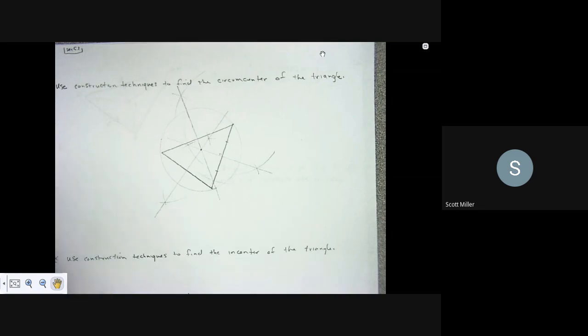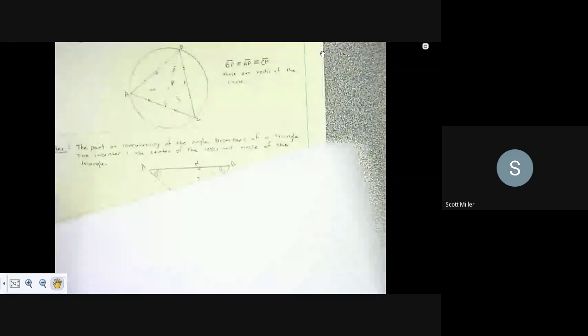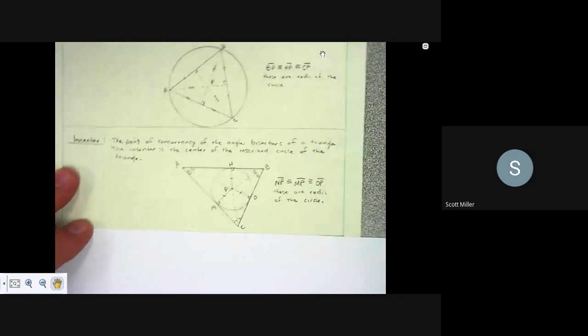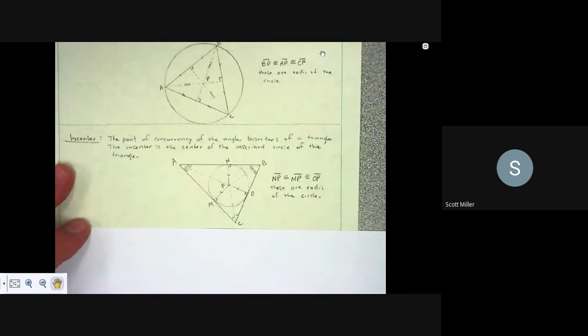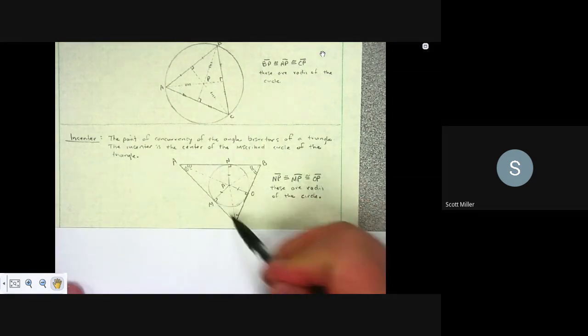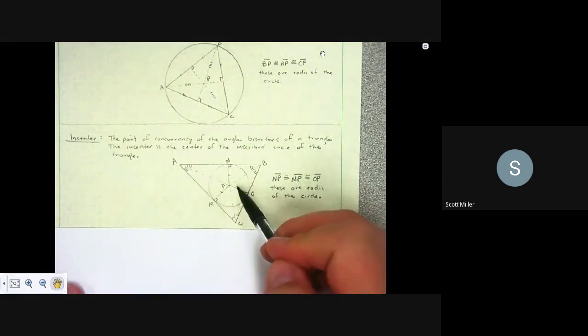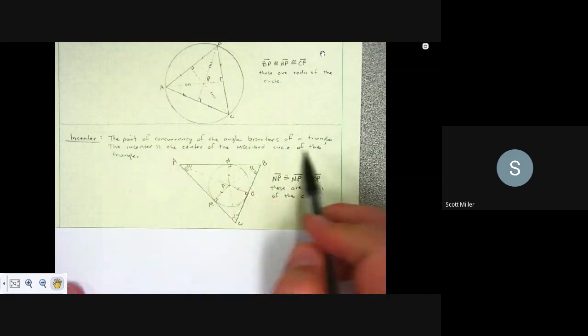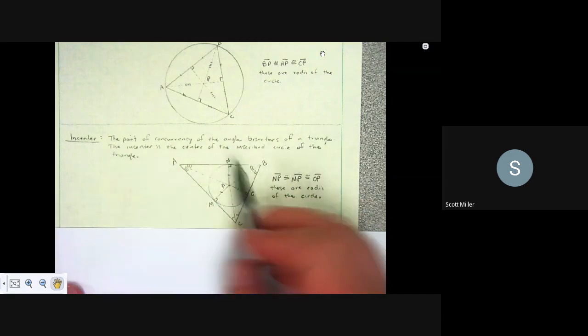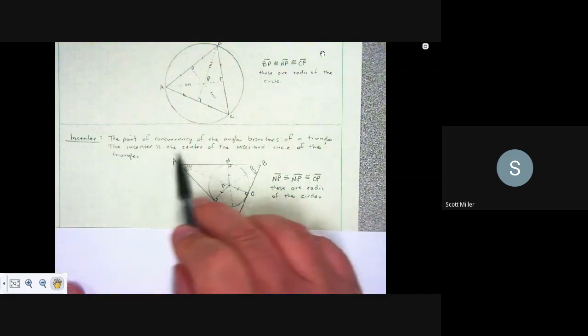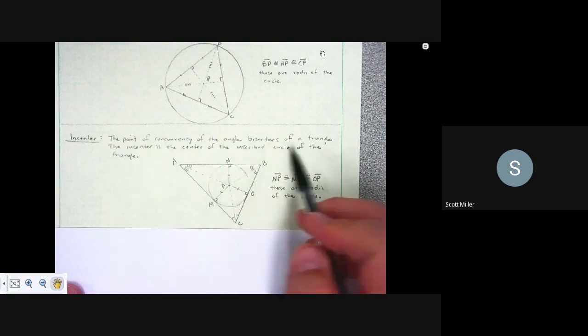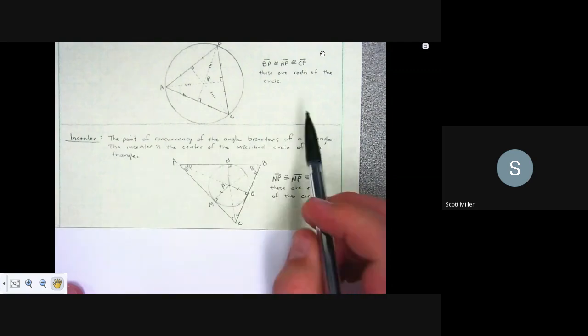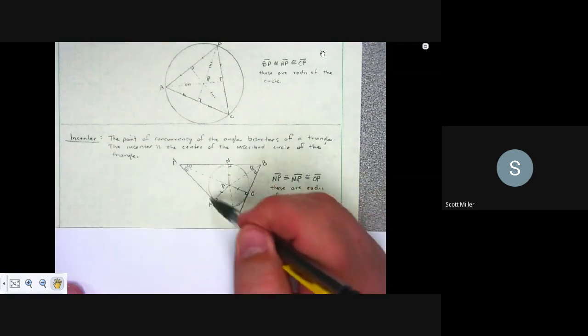The second one we're going to be looking at is the angle bisector of the triangle. If I bisect each angle, they're going to meet at a point called the incenter. This point of concurrency is called the incenter. It is the center of the inscribed circle of a triangle, so it'll be a circle inside the triangle.